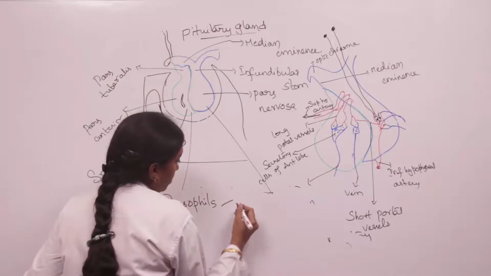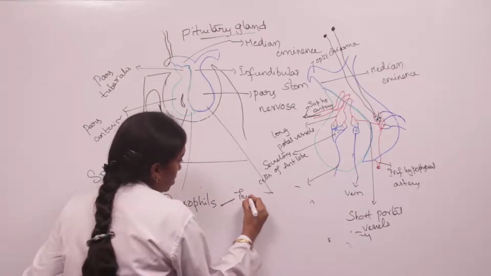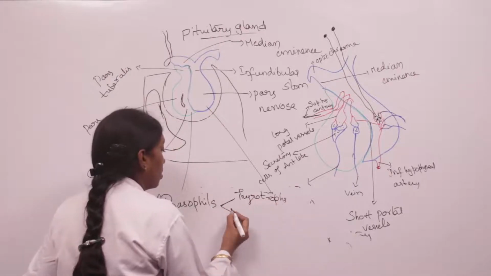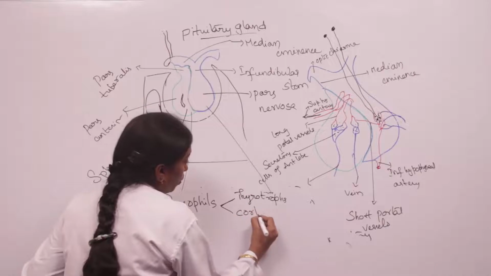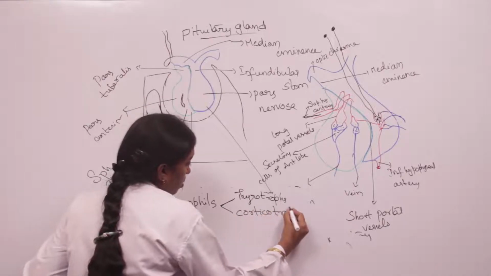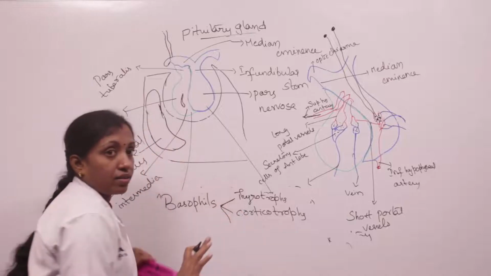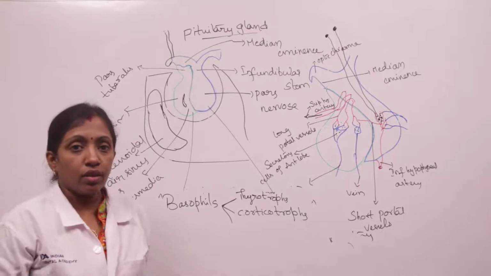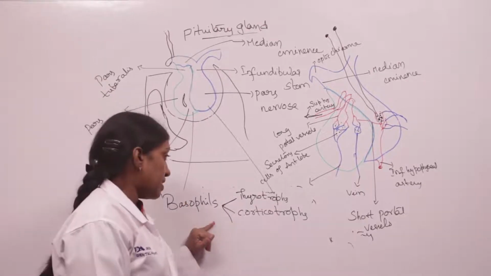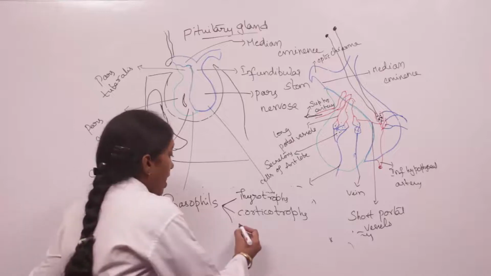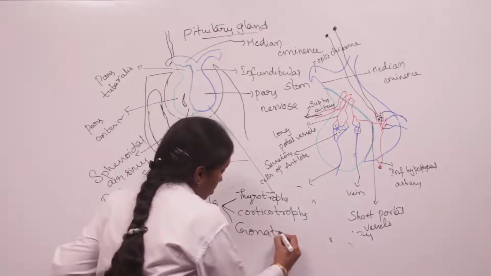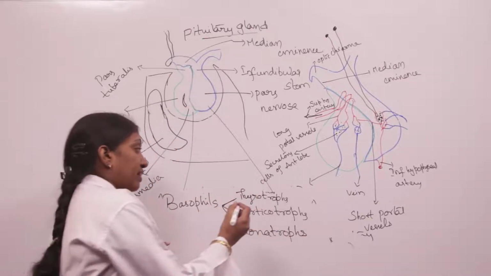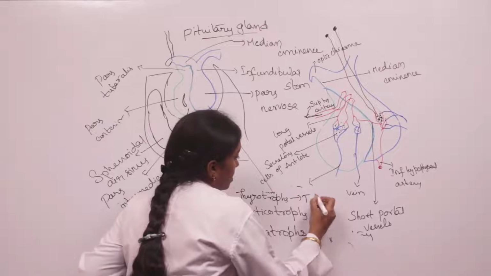So the basophil cells are thyrotrophs, corticotrophs as well as gonadotrophs. Okay, coming to the thyrotrophs. The thyrotrophs secrete thyroid stimulating hormone.